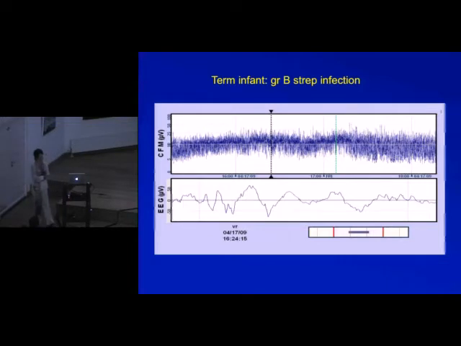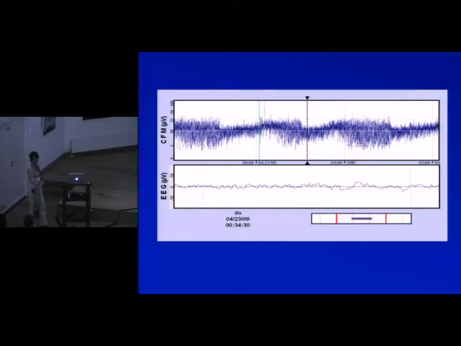And here we have a term infant with a group B strep infection. She came into the hospital in a very bad condition on day 2. She had pulmonary hypertension, and she was on the ventilator with a lot of inotropic support. And so she was in a very bad condition, but the EEG looked very reassuring with an almost normal background pattern. And on day 7, she was still on the ventilator, still quite ill. She was on high frequency oscillation. And we have this normal sleep-wake pattern on the EEG, so that was still reassuring.